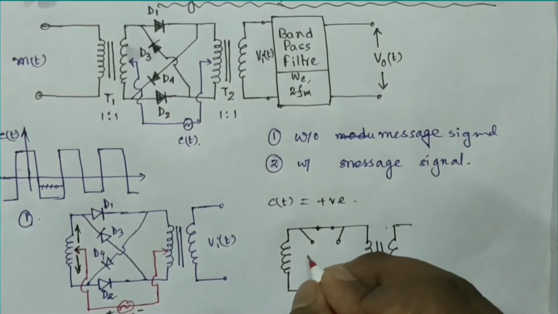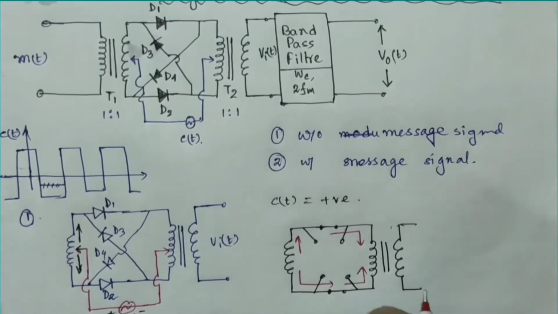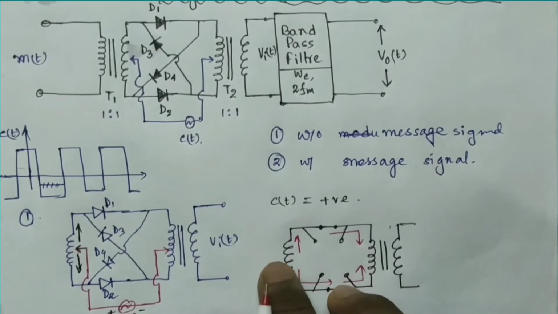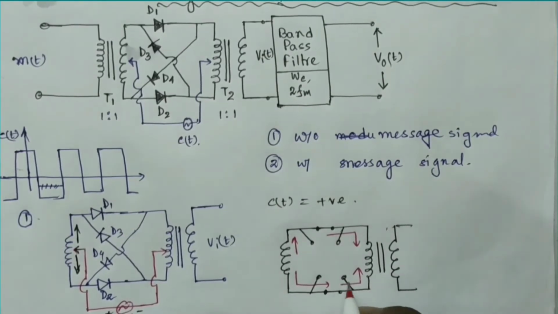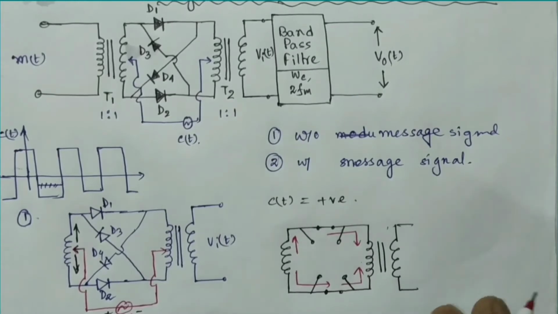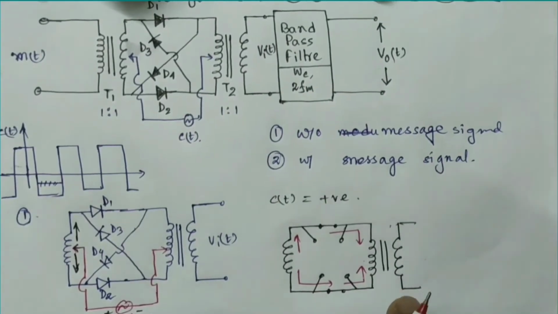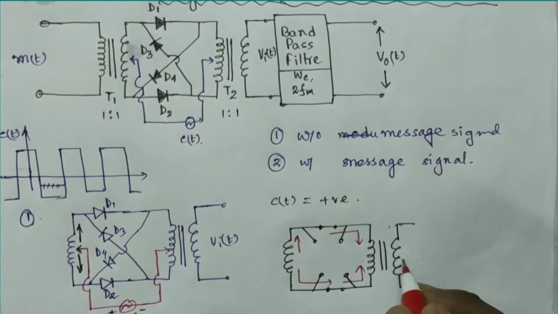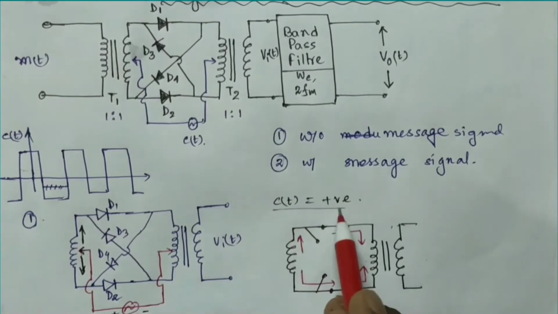Here the direction of current is like this, and you can see the same amount of current is flowing in opposite directions. So the net current is actually 0, that is the induced current or voltage from this side to this side is 0. So no extra current or voltage is obtained at this side. So this is when we are taking the carrier signal in the positive half cycle.